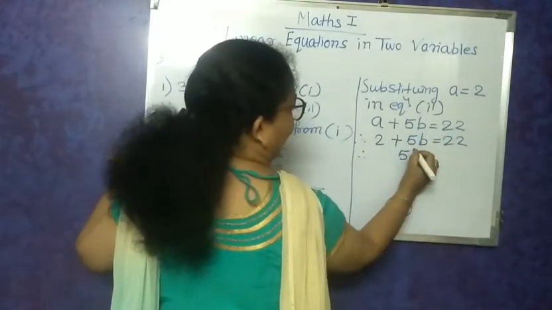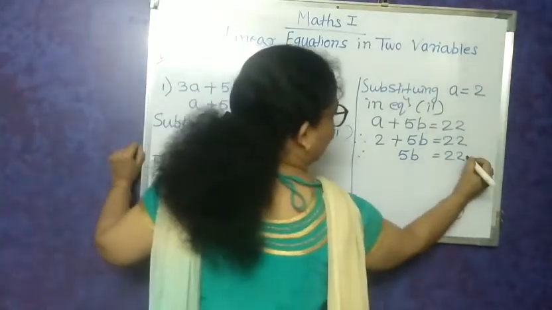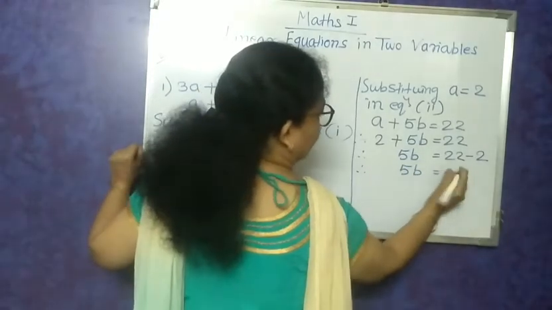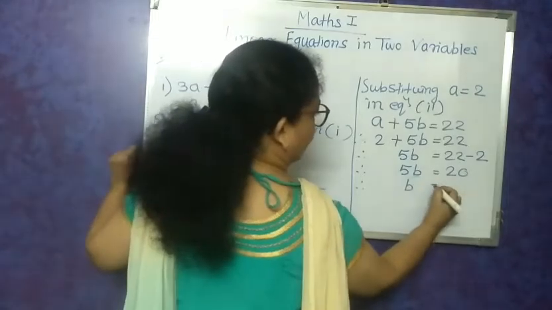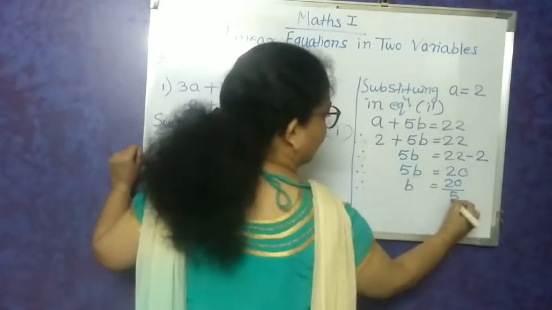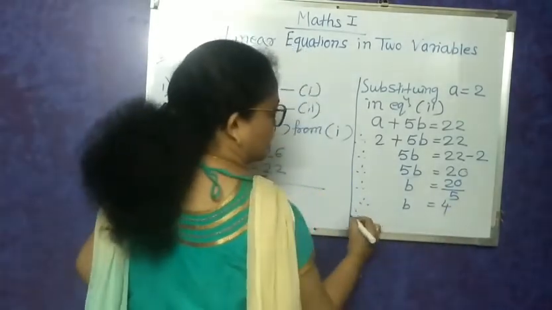So 5b will remain as it is, 22, and the 2 will go to that side as minus 2. So 5b is equal to 20. Now we have to find the value of b. So 5 is multiplying, and that side it will go as divide. So b is equal to 4.